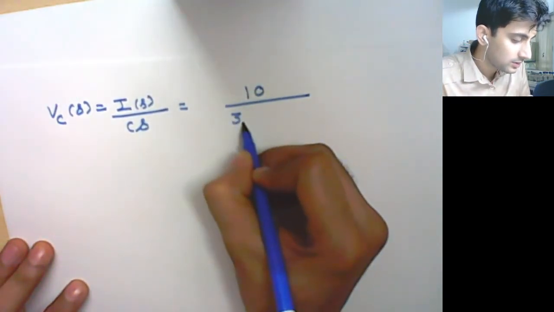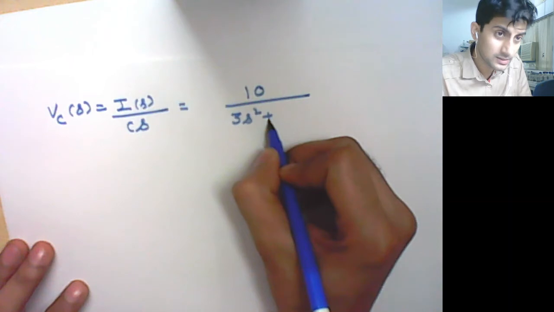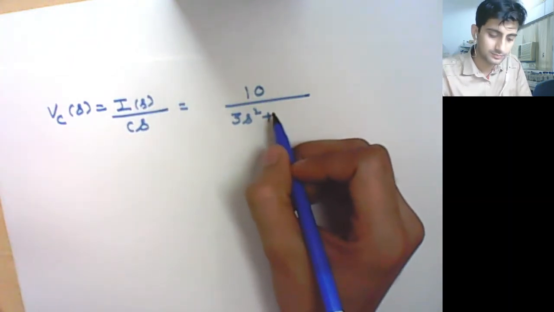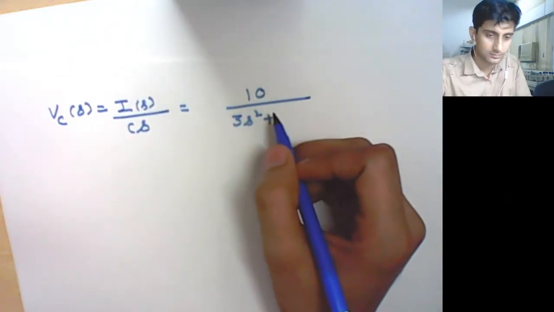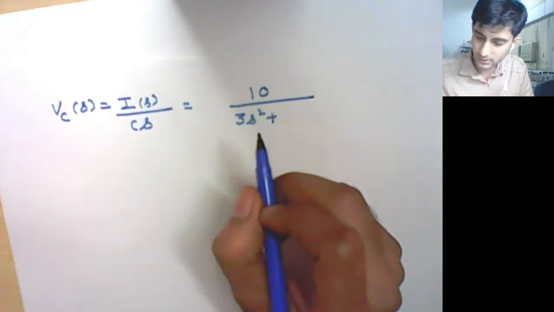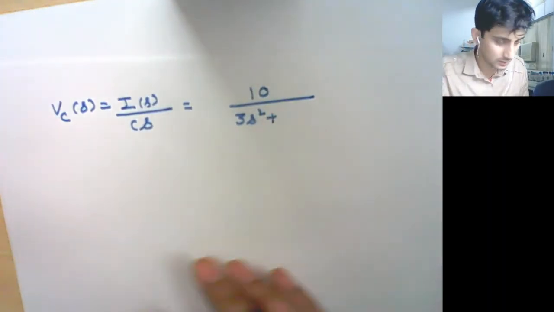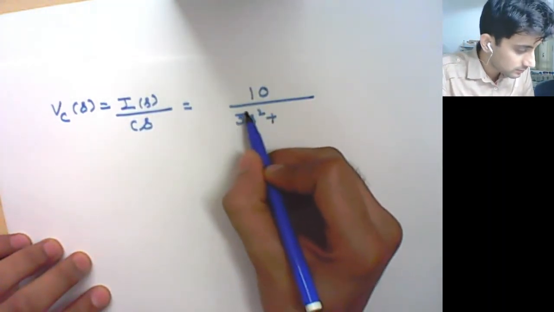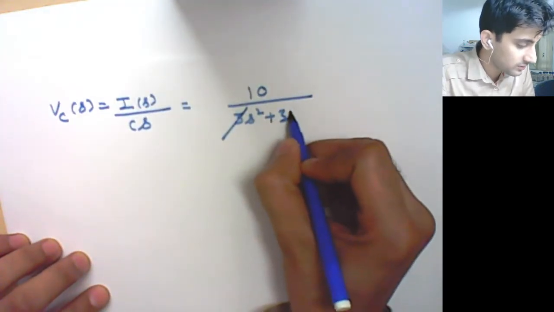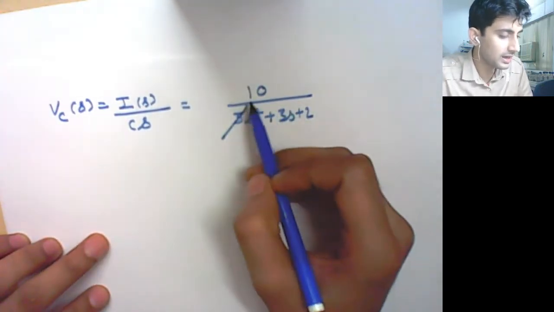10 upon s square plus 3s plus h square plus 2. It was what? 3s plus h square plus 2. So it was just s square और 3s plus 2. तो ये तो हो गया I.